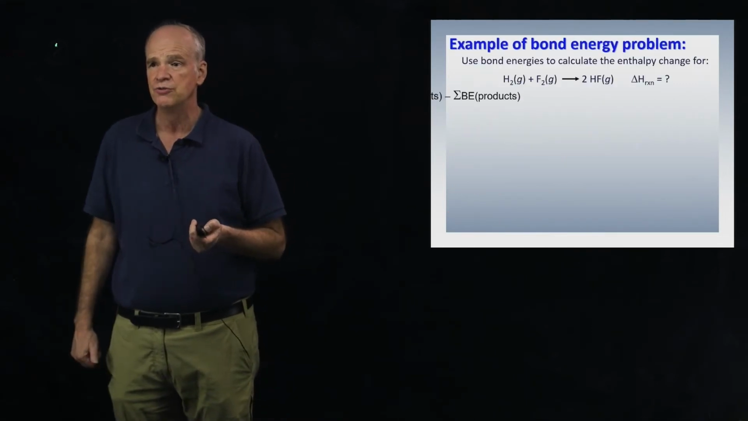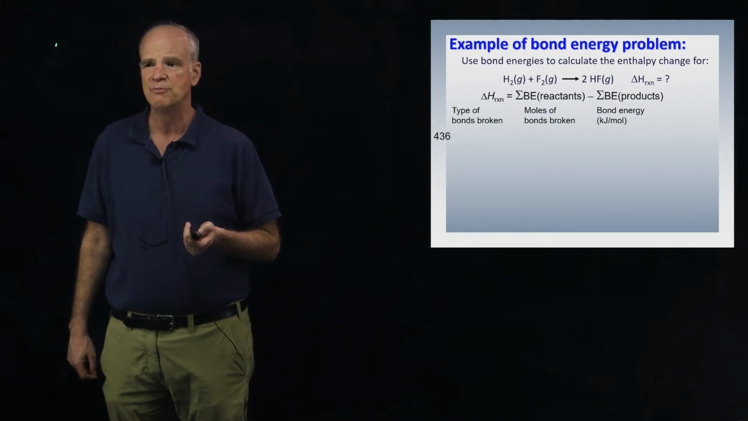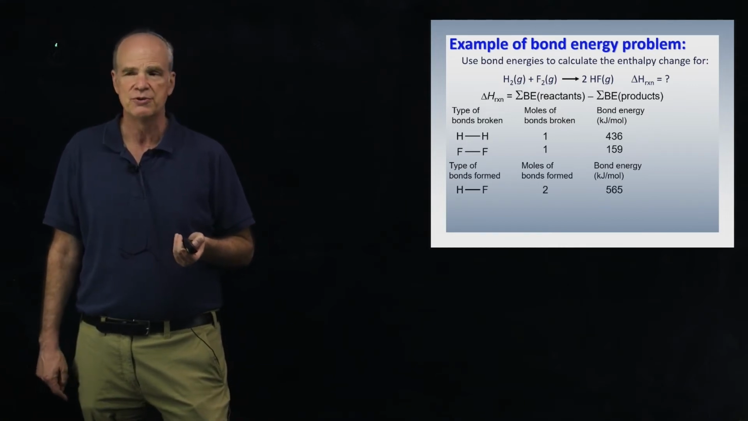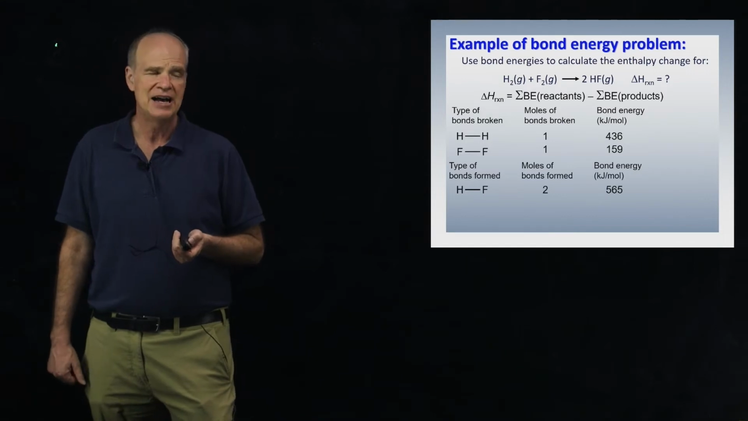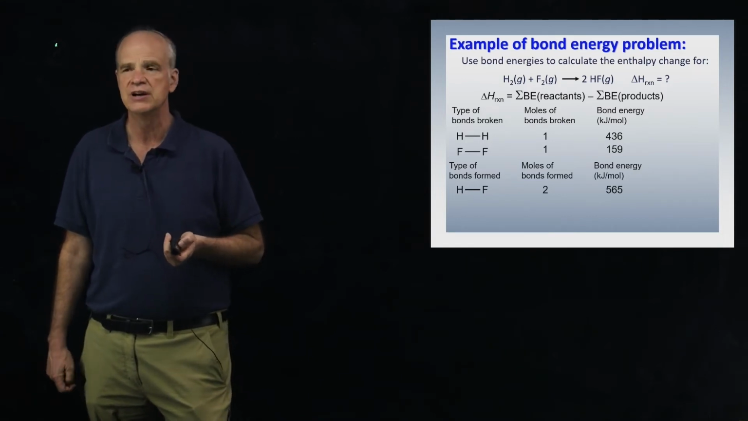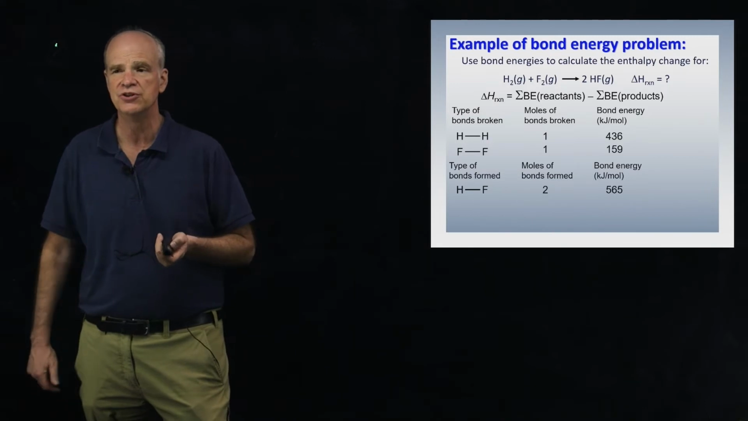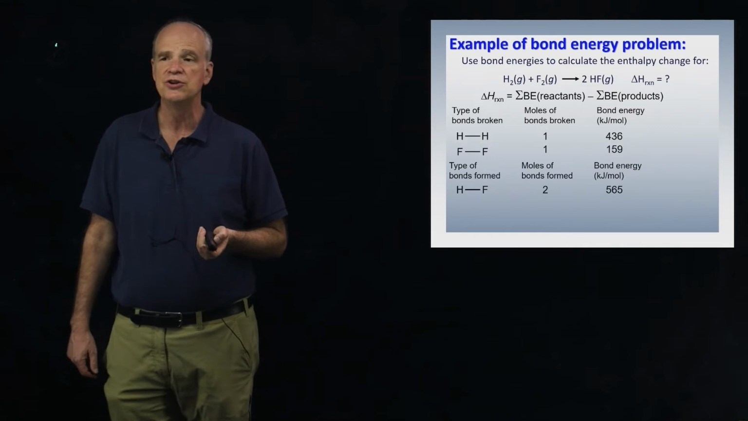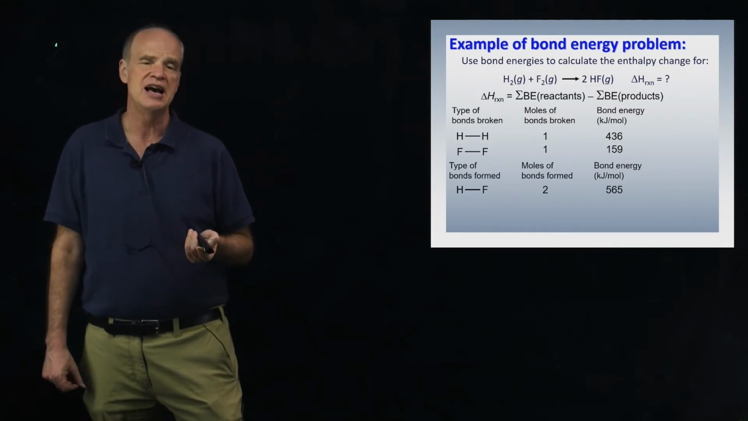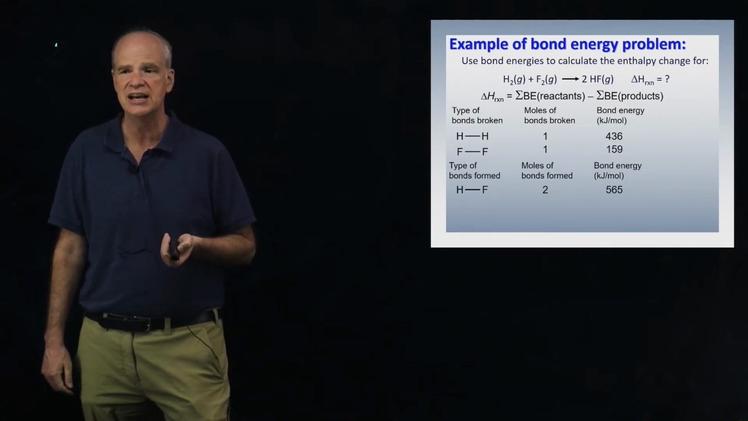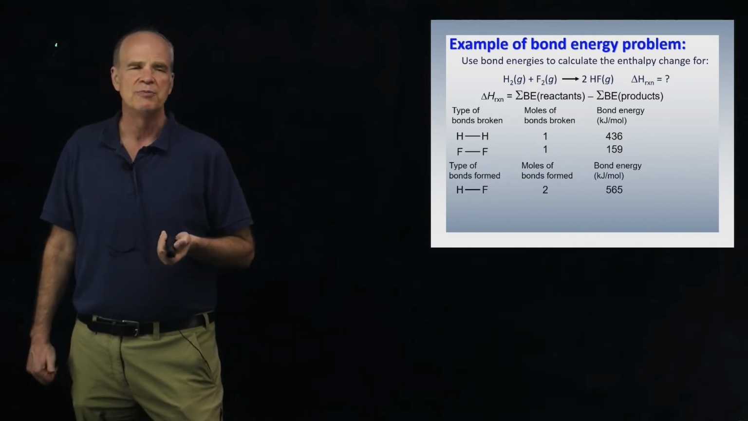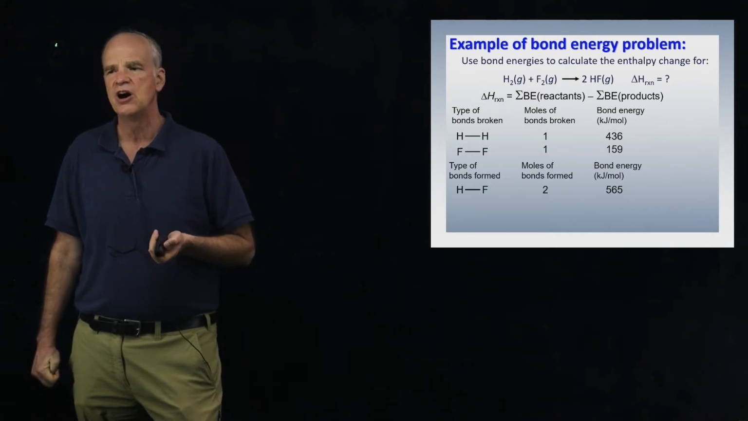So let me just do one example here, which I've kind of in part written out in this slide. What I want you to notice here is that we're looking at a particular reaction. We're looking at hydrogen gas, which is diatomic hydrogen, reacting with fluorine gas, diatomic fluorine, producing two molecules of hydrogen fluoride. And so the question is, can we use bond energies to calculate an enthalpy change for this reaction? The answer is yes. And so what I have there is I have listed the bond enthalpies for each of these molecules.